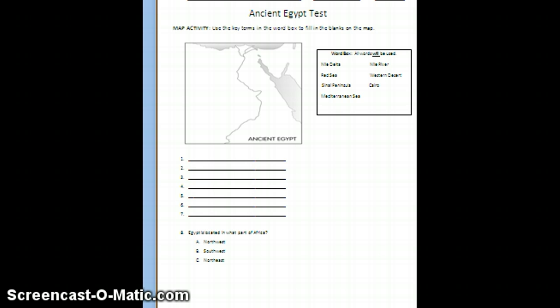Number 10. True or false? As the Egyptian society became more defined, it developed and allowed for more trade with neighboring civilizations.